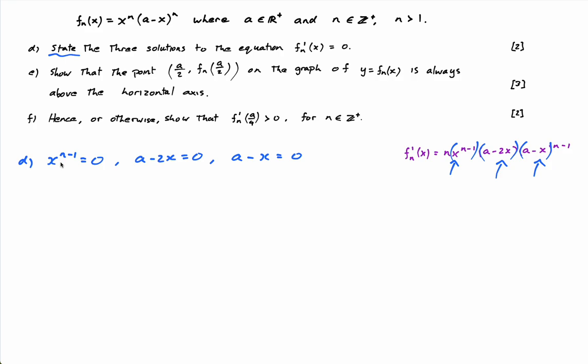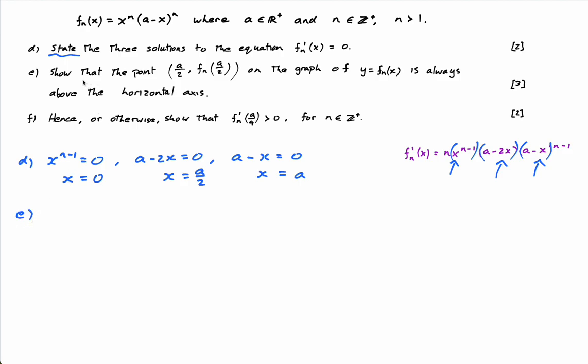And then the solution of this is obviously, there's only one solution, x is 0. The solution of this is 2x equals a, x equals a over 2. And the solution to this is x equals a. That's it. That's the three solutions. 2 marks. Not too bad.